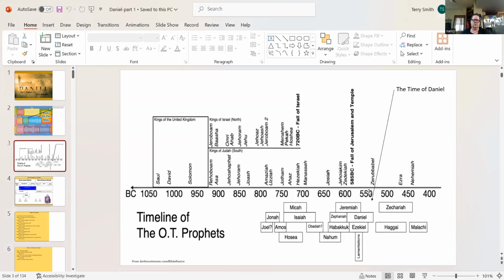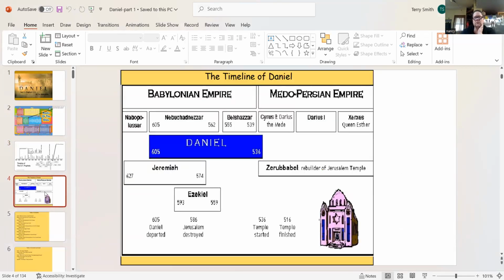We happen to be right here in about 550 years before Christ. But here's all the timeline of all the prophets. And that's the timeline of Daniel. Just in Daniel, we will see the start of the people in Babylon.